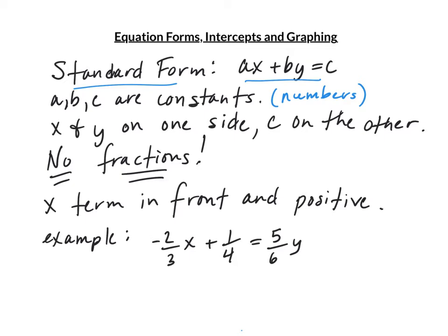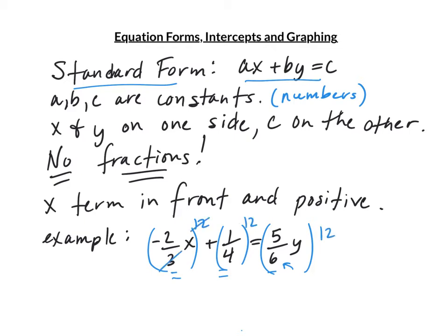So let's take a look at an example. Negative 2/3 x plus 1/4 equals 5/6 y. So I've got all my constants, but they're fractions. So the first thing I'm going to do is get rid of fractions. So I look at all my denominators, 3, 4, and 6, and I find the least common multiple. And the best way to do that is take your largest number, 6, take multiples of 6: 6, 12, 18, 24, 30, 36, 42. Find the very first one where 3 and 4 divide into it. And they all divide into 12 evenly. So what I'm going to do is multiply everything by 12.